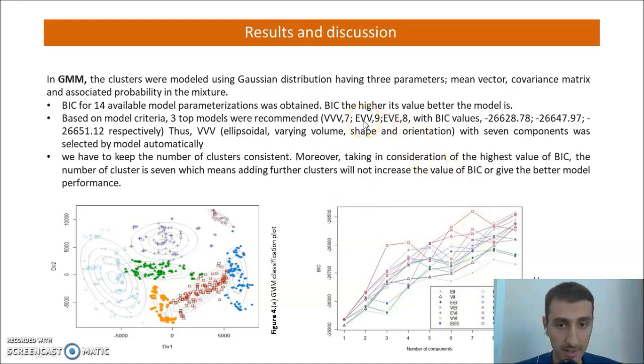Also, we have others, like the EVV, which is the acronym for it, coming out around 9, and the EVE around 8. So all the values come from 7 to 8. We assume that taking the number 7 is also useful to compare with the previous k-means. We could take the number 9, but we take 7 because we already took 7 earlier, and also we have one indicator here, the VVV, which is the highest. It's recommended to take the highest value.